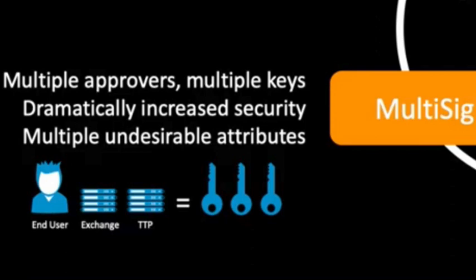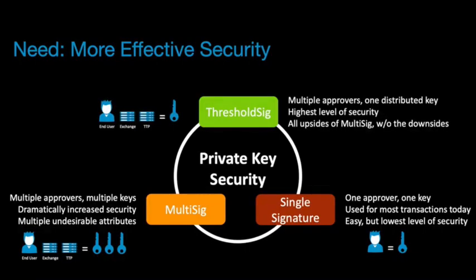Now, multisig is exponentially more secure than a standard single-party approval scheme. However, it does introduce some undesirable attributes primarily associated with the recording of each signature of the approvers as part of the transaction. Threshold signatures are a new alternative that only recently became viable to implement. Similar to multisig, it supports multiple approvers, but it does this using one distributed key, which generates a single signature on the transaction record. Ultimately, threshold sig offers the highest level of security because it provides all the upsides of multisig without the downsides.